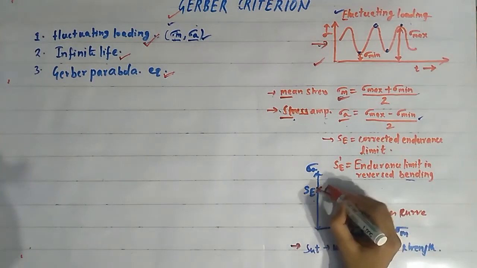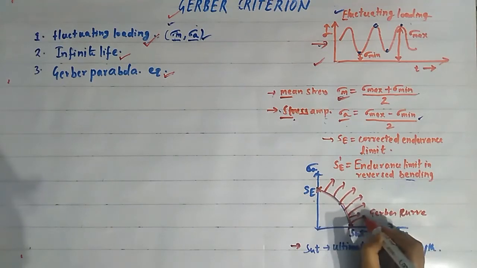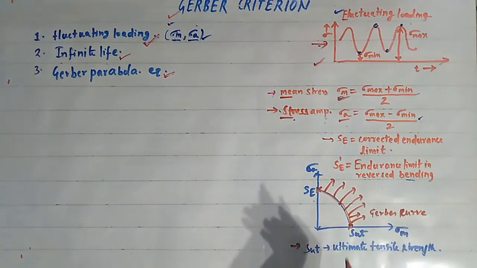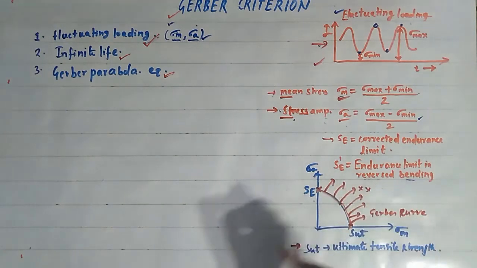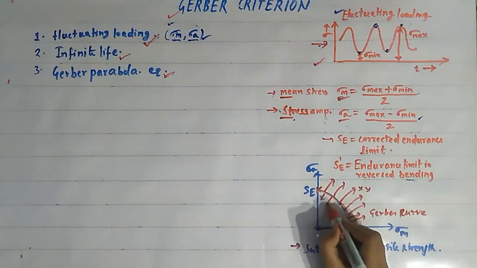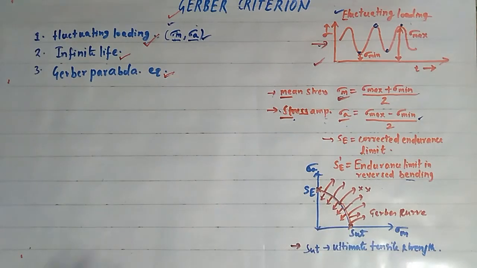Okay, and let us see which are the safe region and which are the failure region. All the regions that are lying outside this curve are lying under unsafe region, because the coordinate of all the points which lie in this region are unsafe, and all the points which lie inside this curve are safe for the design purpose. So in the next step we will try to obtain an equation for this curve.